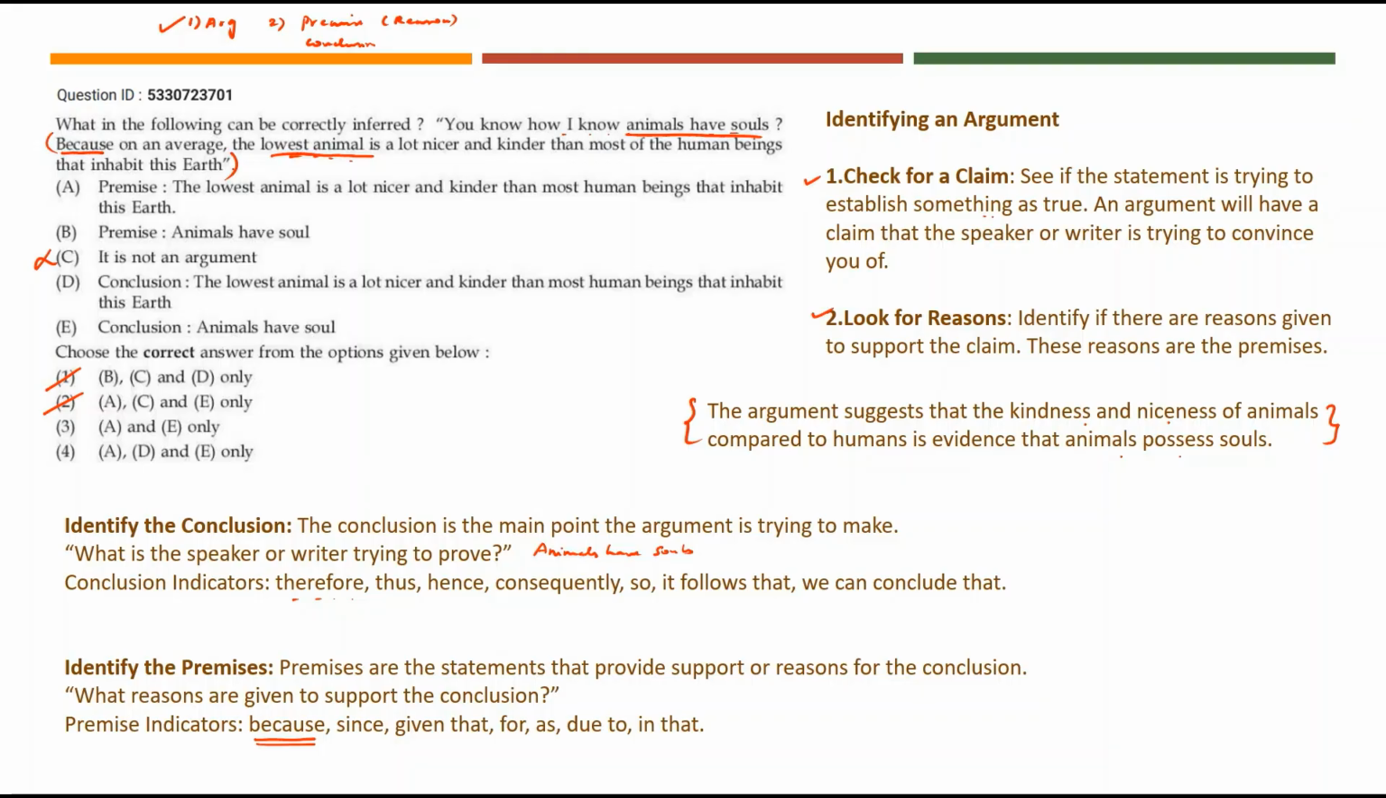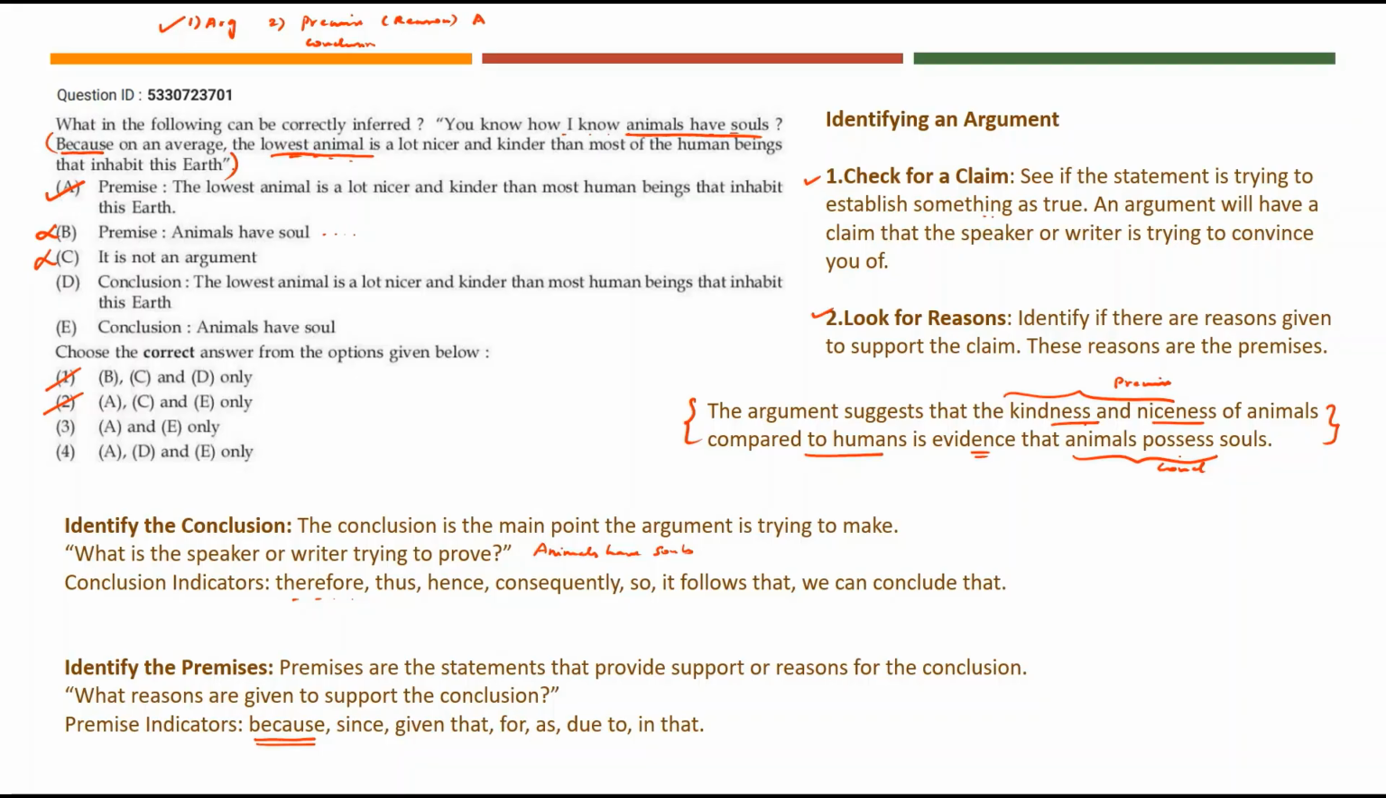Now, let's check A. Premise: the lowest animal is a lot nicer and kinder than most human beings that inhabit this earth. B. Premise is animals have soul. This is actually the conclusion. So, B is also ruled out. So, A will be taken as the premise because here they are saying the argument suggests that kindness and niceness of animals compared to humans serves as the evidence that animals possess souls. This part is actually the conclusion. So, this part should definitely be the premise. So, A is the premise.